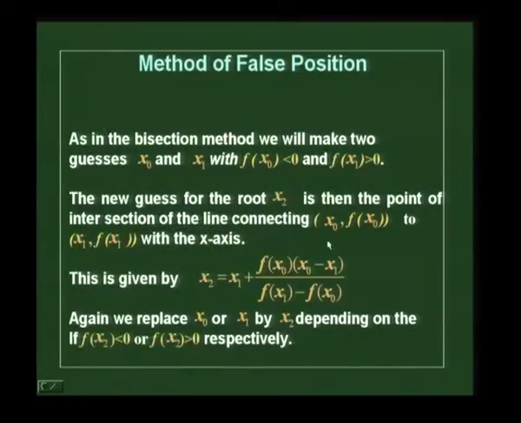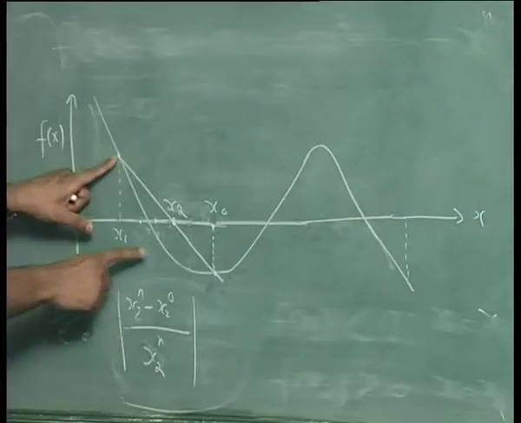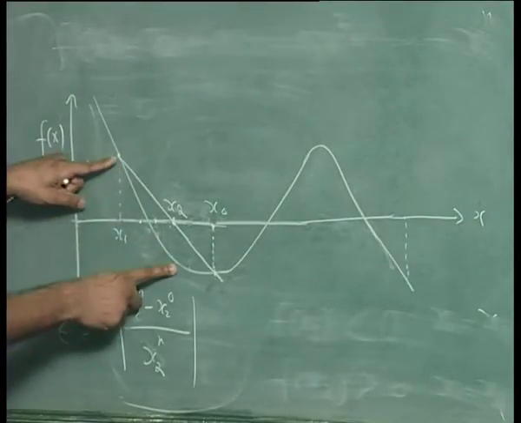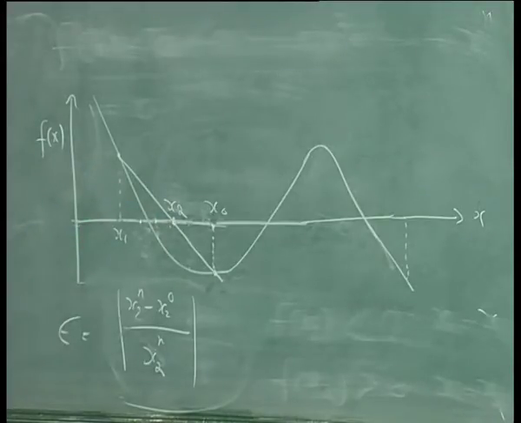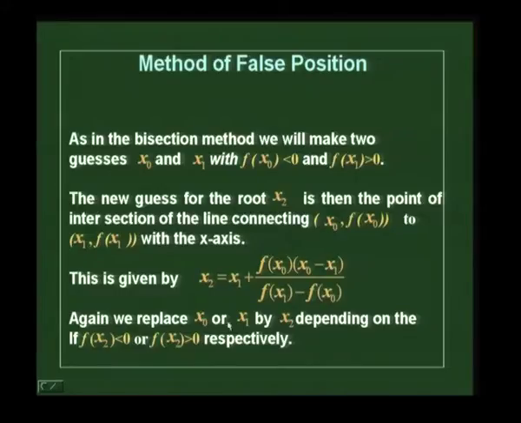We know how to write the equation of a straight line which connects two points, x0, f of x0 and x1, f of x1, and it will definitely meet the x-axis somewhere, because the function changes sign. So you will get that intersecting somewhere on the x-axis. Then we will get a new x2 value, which is the intersection point of this. And the formula for that is this, which we can easily derive from the fact that you can write the equation of the straight line connecting x0, f of x0 and x1, f of x1, and take the zero of that straight line, where it crosses zero.